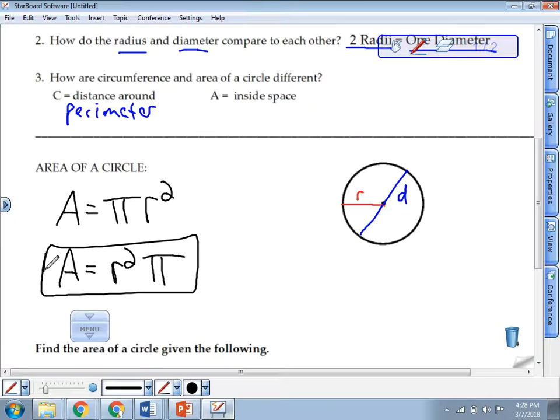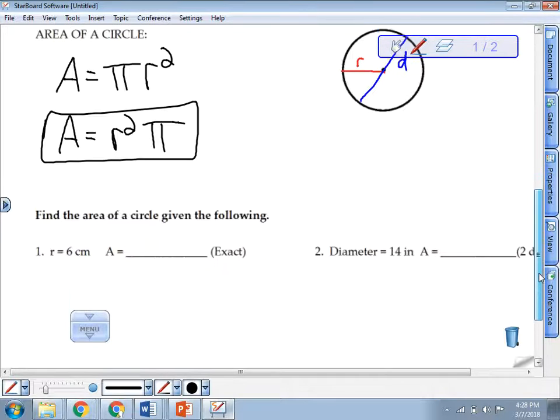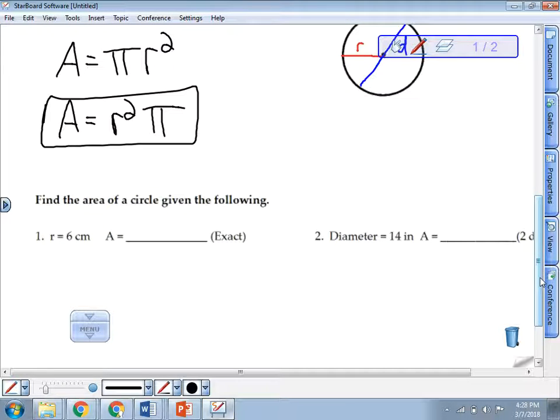So let's take a look at a couple of quick examples, and we'll get to the sector piece. Find the area of a circle given the following. Well, the radius is 6. So remember our formula: area equals radius squared times pi. So area equals 6 squared times pi. Well, that would be 36 pi. So that's the answer, and that'd be centimeters squared.